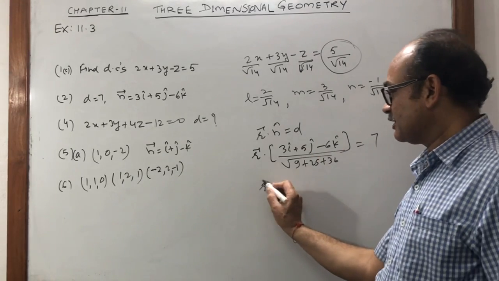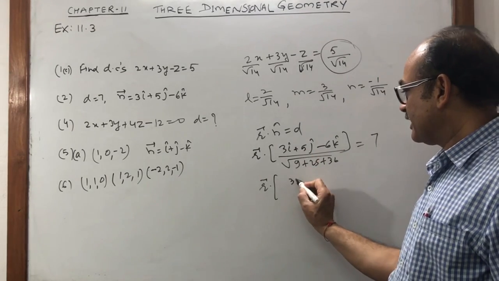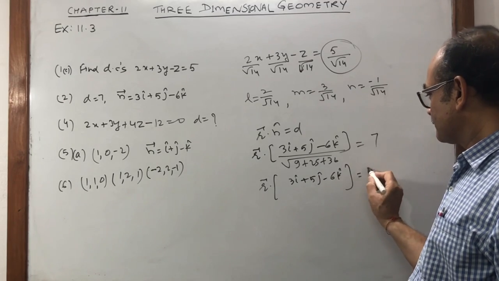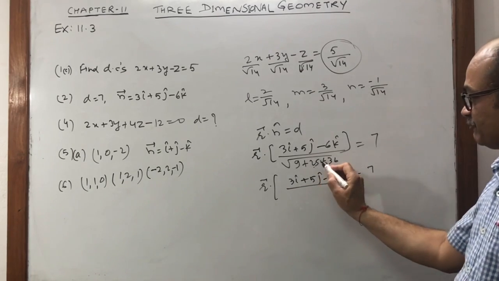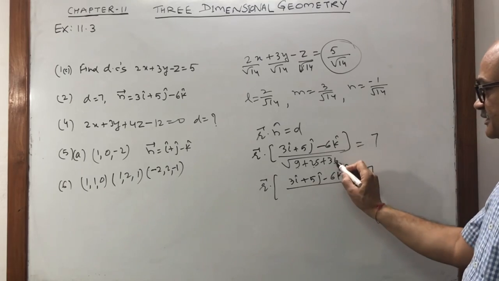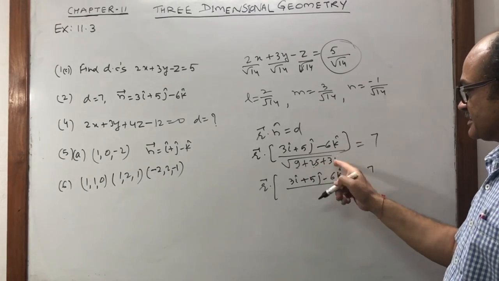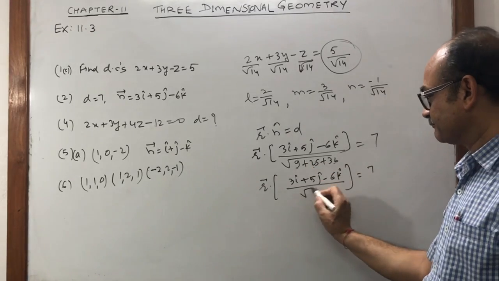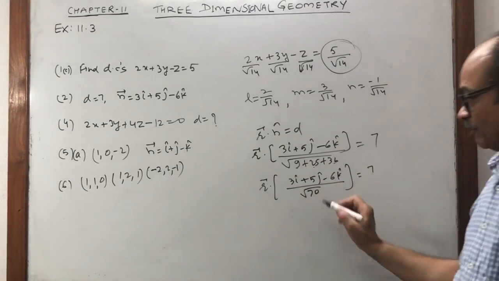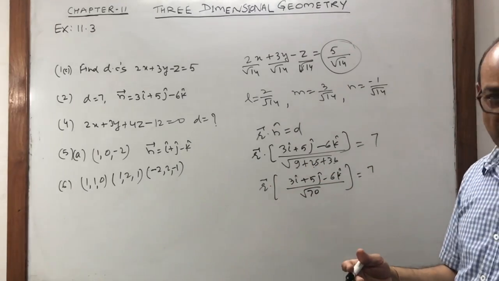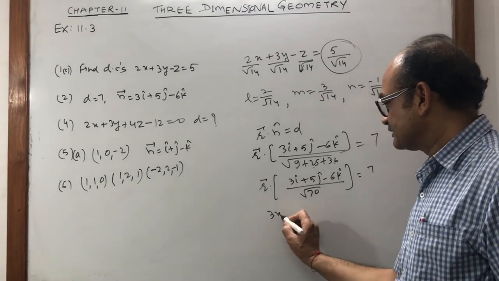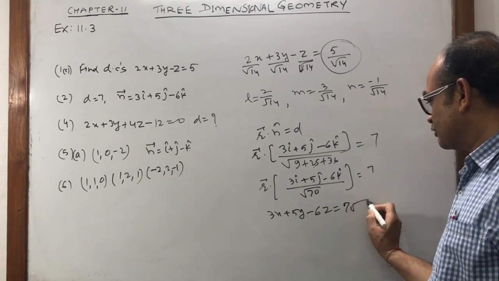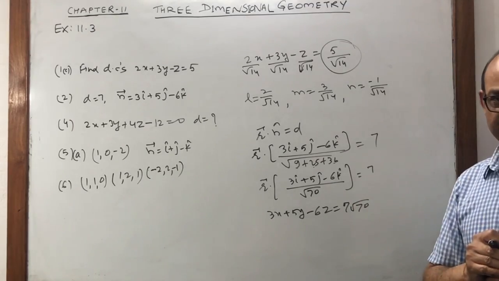Answer is r dot 3i, 5j, 6k divided by root of 25 and 9 and 36. So this is 45, 50, 60, 70. Or we can write in the Cartesian form, 3x, 5y, 6z equals 7 root 70. Correct?